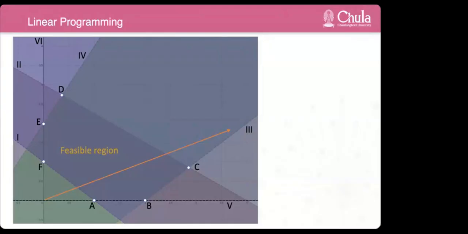What about minimum? Where is the minimum point? Yes, it should be F. It should be F here. Yes, you can try. If you know all the coordinates, then you can try. You can do that, but you have to test at every point.